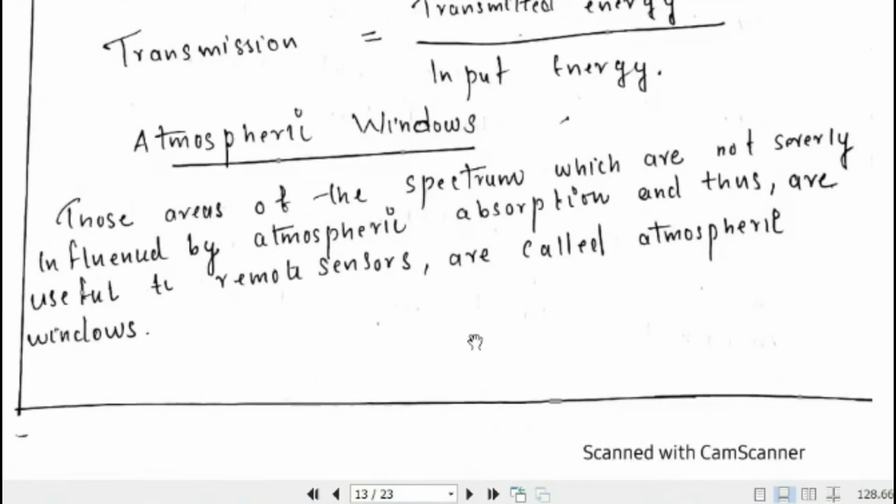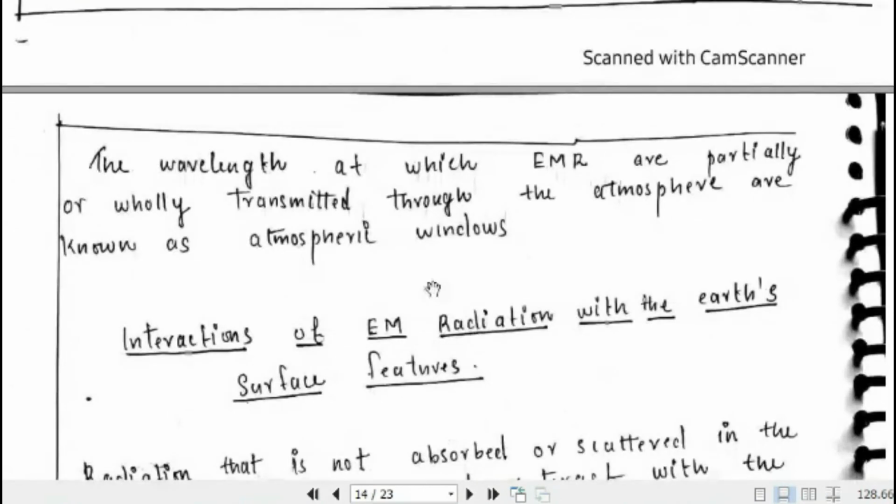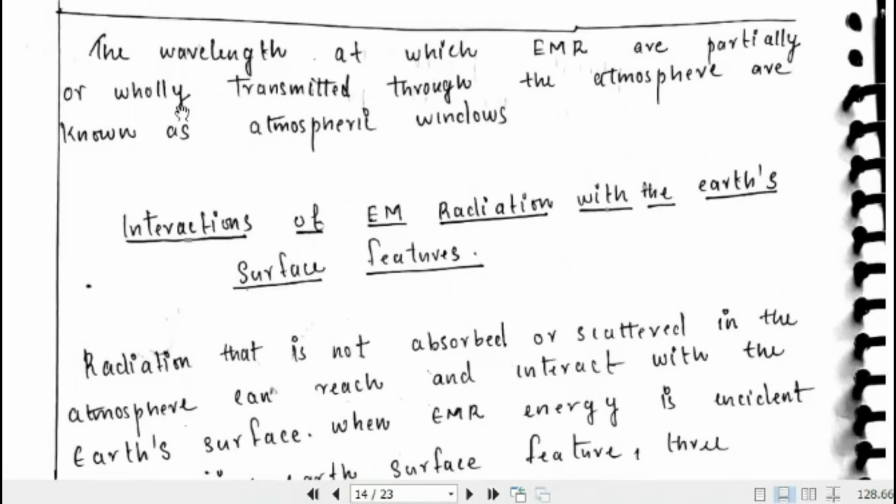There is a small term called atmospheric window. Atmospheric window is nothing but, among the total energy, the portion of the light which is not severely affected by absorption and scattering. That part of the spectrum which comes directly to the Earth's surface is called the atmospheric window. The wavelengths at which the electromagnetic energy is partially or wholly transmitted through the atmosphere are known as atmospheric windows.